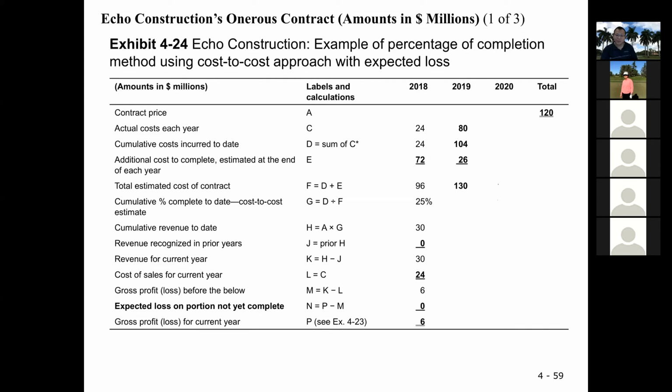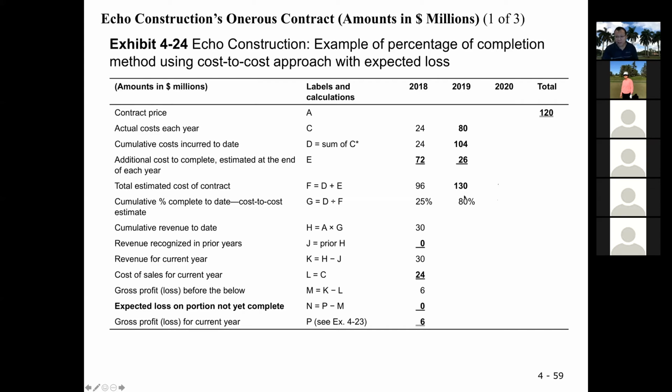So 80 over 130? 80%. I heard 80%. Yes. So how did you calculate 80%? I added the actual costs for each year for 2018 and 2019, and I divided it by 130, the total estimated cost of the contract. Yeah. So the cumulative cost incurred to date, 104, divided by the total expected cost, 130, that's 80%.